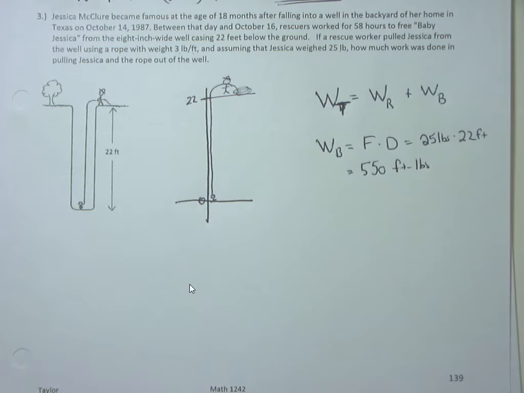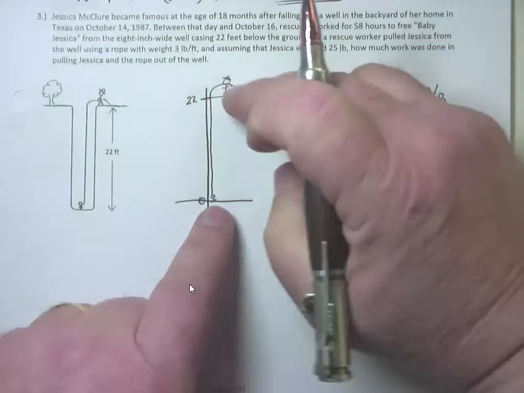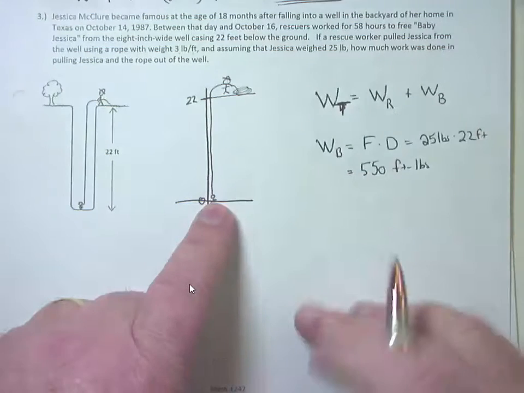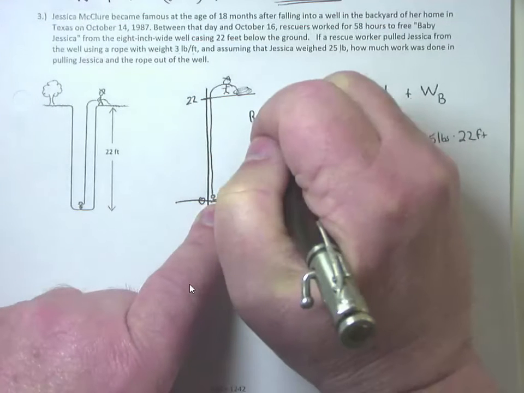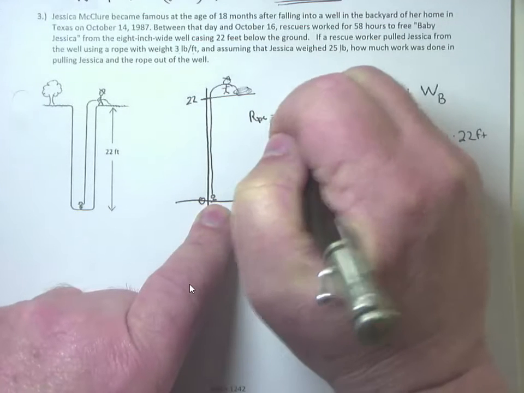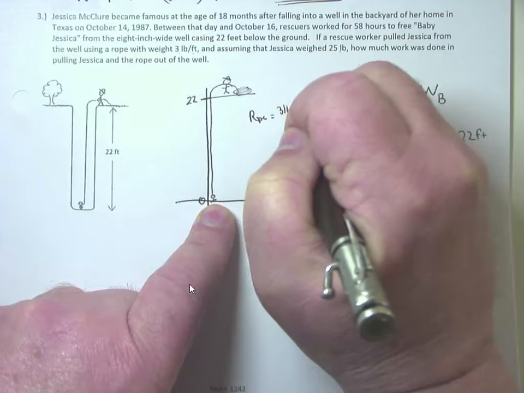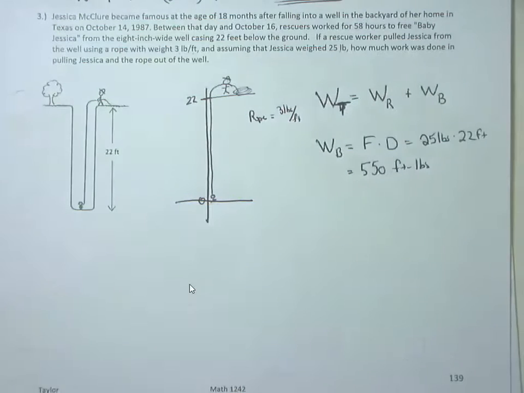So let's understand from a calculus perspective. I drop 22 feet of rope down here. Now what does this rope weigh? The rope weighs, what is it here? It is 3 pounds per foot. We got a nice cable, and that's a nice thick metal piece of cable here. This darn thing weighs 3 pounds per foot.